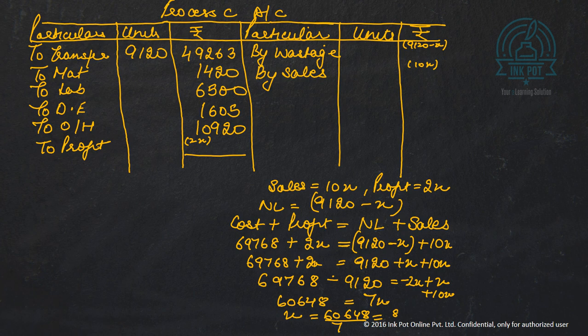So 8664 units, these are x. So now we have 8664 units into 2 into 8664 is equal to 17328 as profit, right? Here we will get minus 9120.